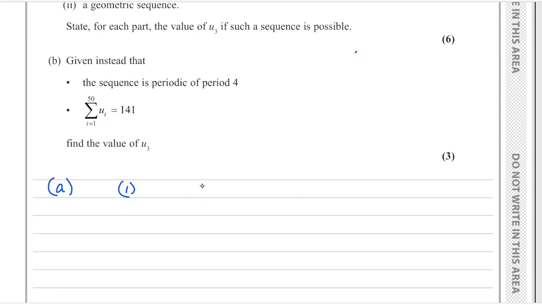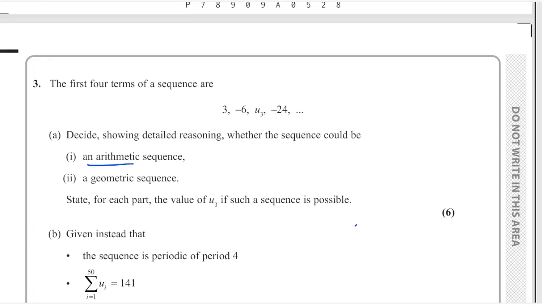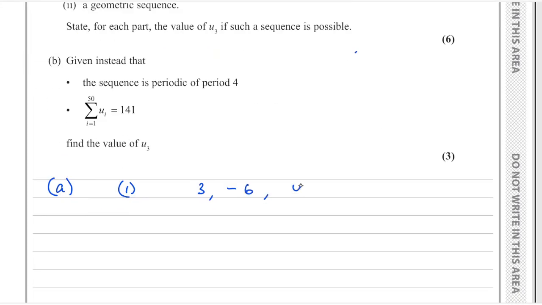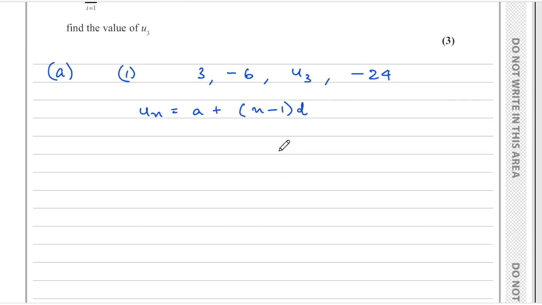We are given the first term is 3, the next one is negative 6, the third term is unknown, and we have negative 24. So if it is an arithmetic sequence, it has to follow the general formula a plus n minus 1 multiplied by d. Here the first term is a, and we have to subtract 9, so that will be our common difference. Now for finding the third term we need to put n equal to 3 in this equation.